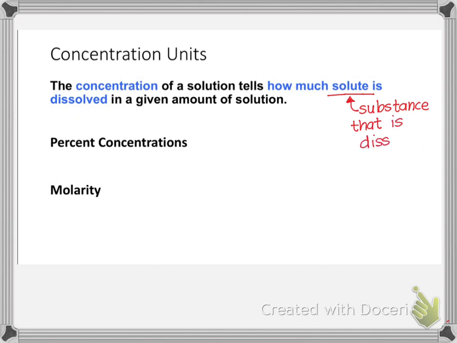So a concentration unit tells us how much of that solute is in our solution. And the solution includes both the solute and the solvent. So the solution is the whole mixture together. Very simply, we can think of concentration units as telling us how much solute is present in our solution. And the larger the concentration value, the more concentrated, or the higher the solute, is in our solution.